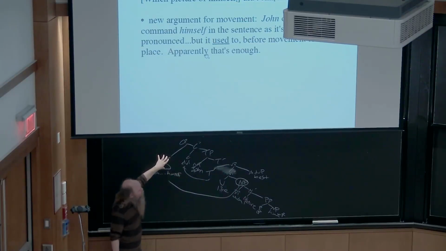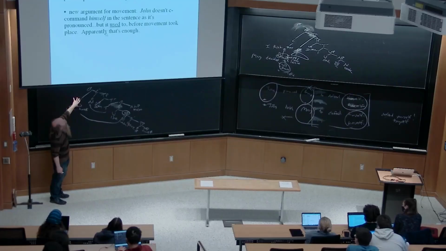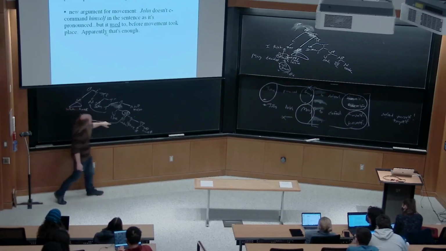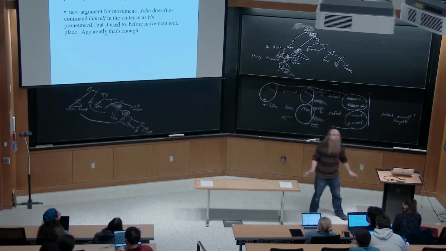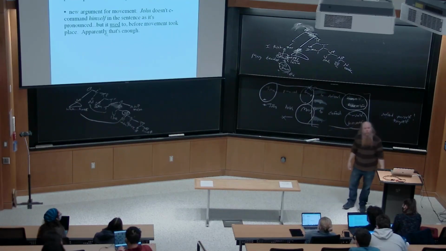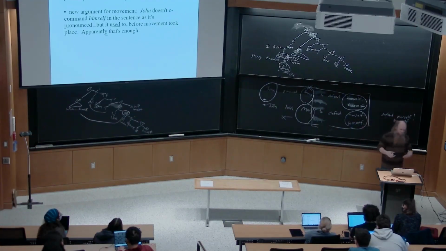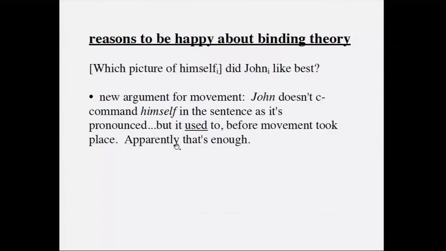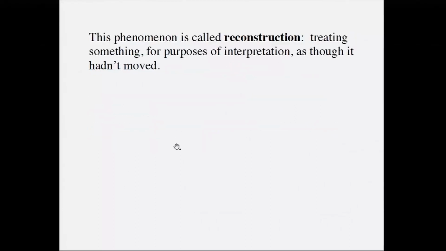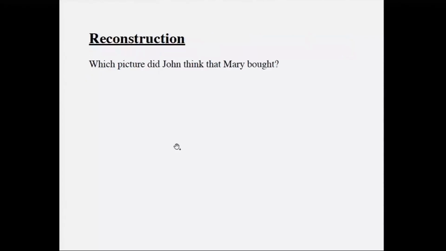Apparently, the fact that himself used to be down here in a position that John could C-command is good enough. It's a phenomenon called reconstruction. It's as though when you are evaluating things for binding theory, you get to rewind the tape a little bit. Think, oh yeah, this used to be over here. That's good enough. Various ways to talk about that, but that's one. Okay? So file that fact. This phenomenon is called reconstruction. You treat something which has moved as though it hadn't.